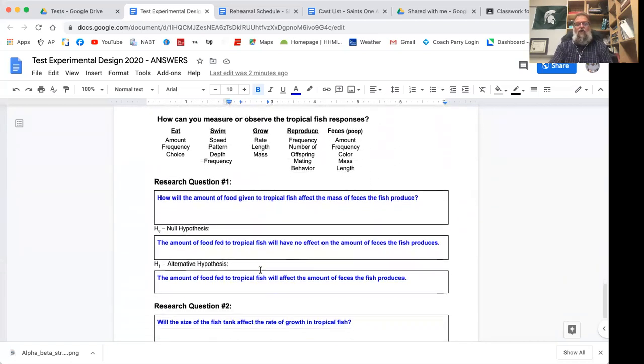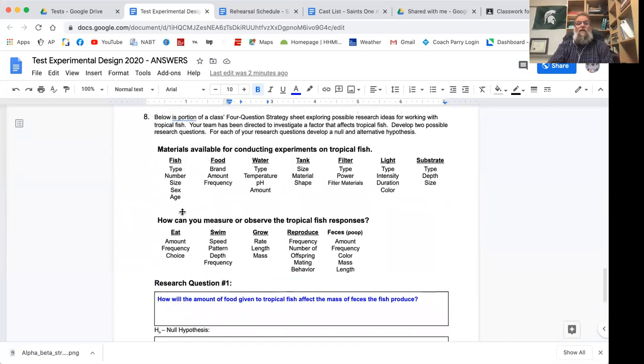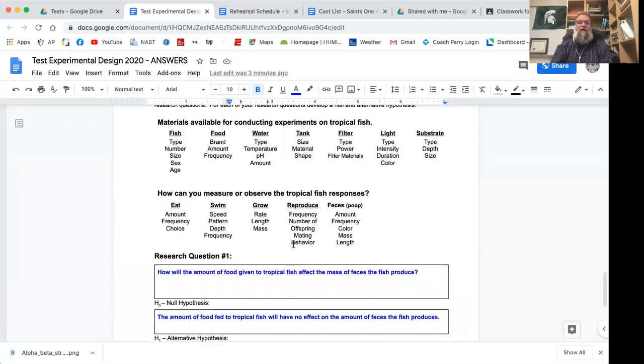Then down below, we looked at the 4-question strategy, which we did in class with goldfish and we did in class with our bean project. Remember, all the materials that you can get represent possible independent variables. And then these are all possible dependent variables, things about fish that you could actually monitor or measure. So the key is you had to take one thing from up here and match it with one thing from down here. So this would be your independent variable up here. This would be your dependent variable down here. And so your research question could be any combination.